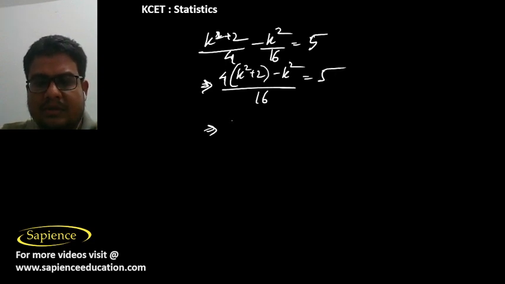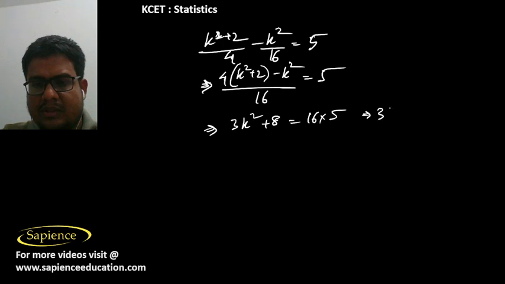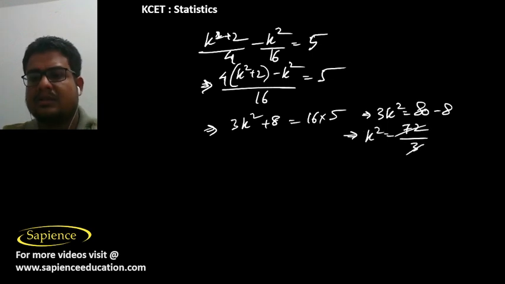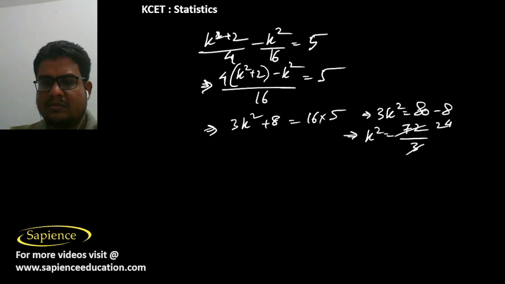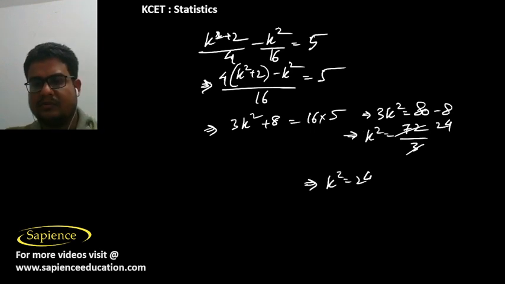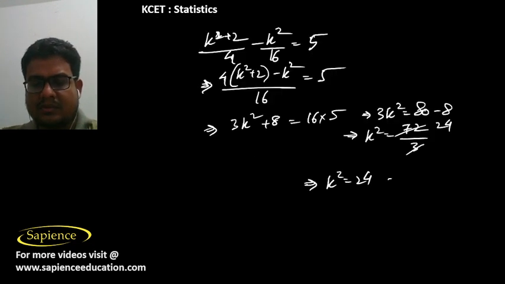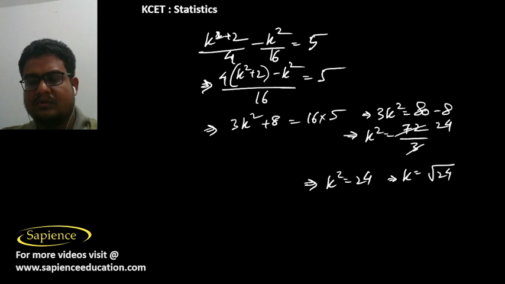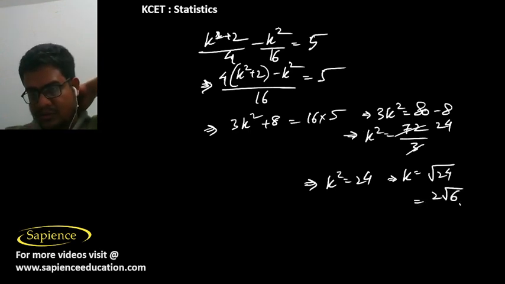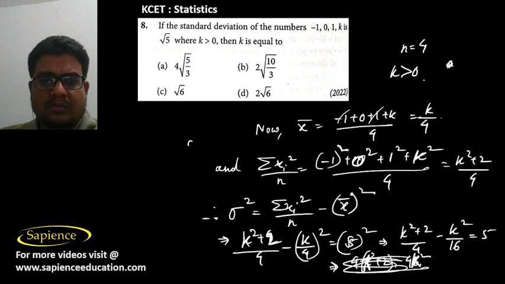Now, if we simplify, then we will have k square minus k square, so 3k square plus 8, that is equal to 16 into 5. 3k square is equal to 80 minus 8, that is equal to 72. K square will be equal to 72 by 3, that is 24. K is greater than 0 also. Therefore, k should be equal to square root of 24, so that is equal to 2 root 6. The value of k is 2 root 6. So option D is the correct one.